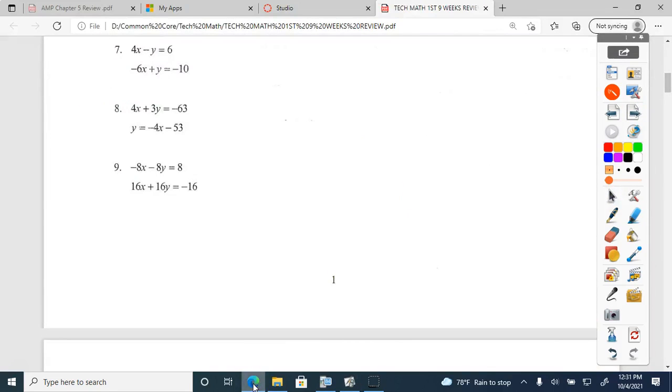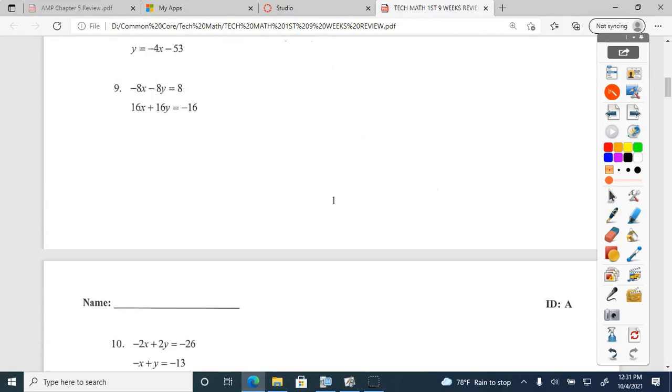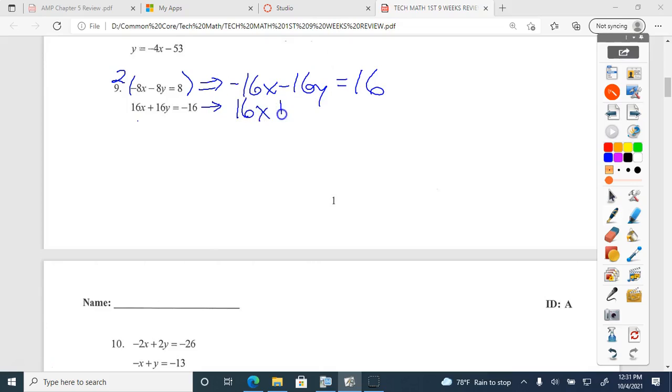Number 9, what's it set up to do? Definitely set up to do elimination. We're going to multiply everything by what up there? 2 to get the numbers the same. So we'll get -16x, -16y, and positive 16. Here we'll have positive 16x, positive 16y, and -16. And what happens? Everything cancels. If we end up with 0 equals 0, what is my answer? Infinite solutions.